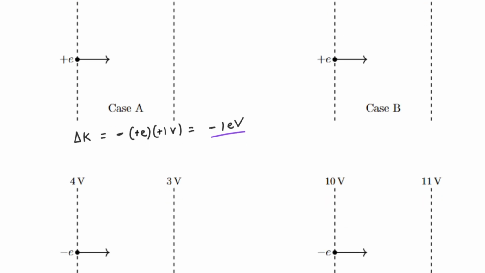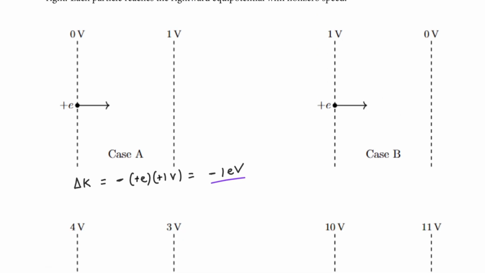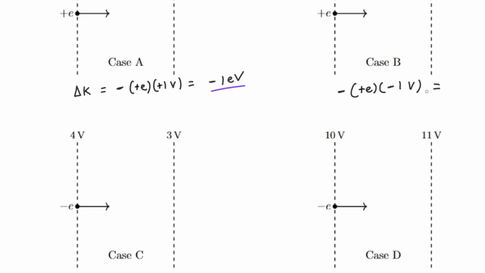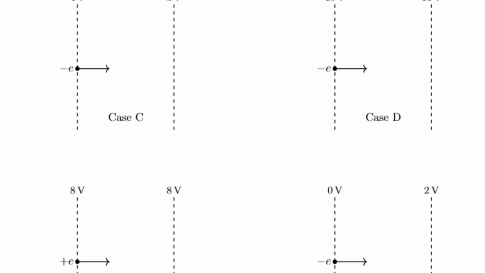Case B, we can argue by symmetry this will be the exact opposite of A, right? Because A and B are just reversed. So if instead it sent my positive charge down 1 volt in potential, we see we get a negative and a negative, which makes this plus 1 eV. So this one is going to speed up.